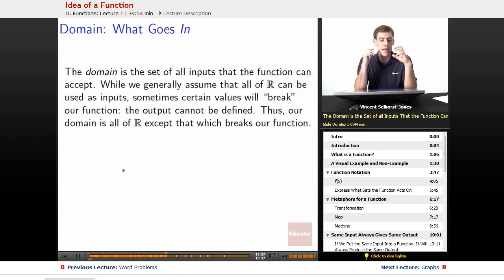Domain. The domain is the set of all inputs that the function can accept. So the domain is what can go into the function. It's the inputs that we're allowed to use. It's what our machine can eat without breaking down.